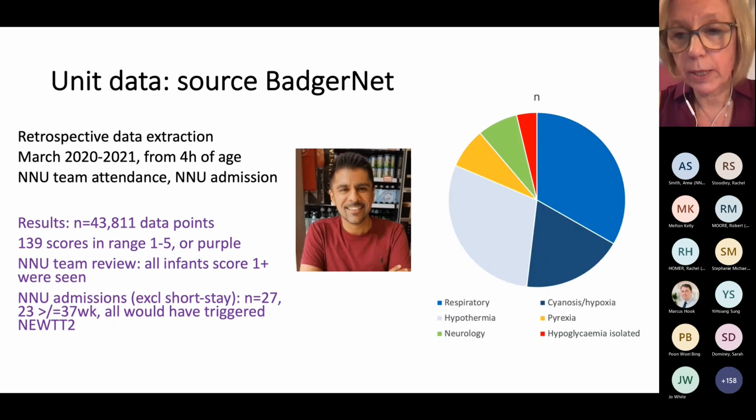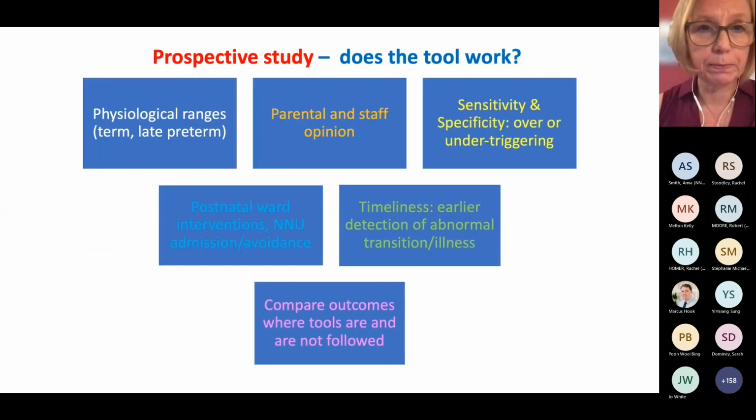And in that particular unit, the reasons for admission were given here: cyanosis, respiratory, but also a significant proportion of hypothermia. And this is one of the things we're really hoping NEWTT2 is going to help with, that hypothermia prompt that John told you about. If we can get in early with management for hypothermia with thermal care, can we actually avoid those admissions completely?